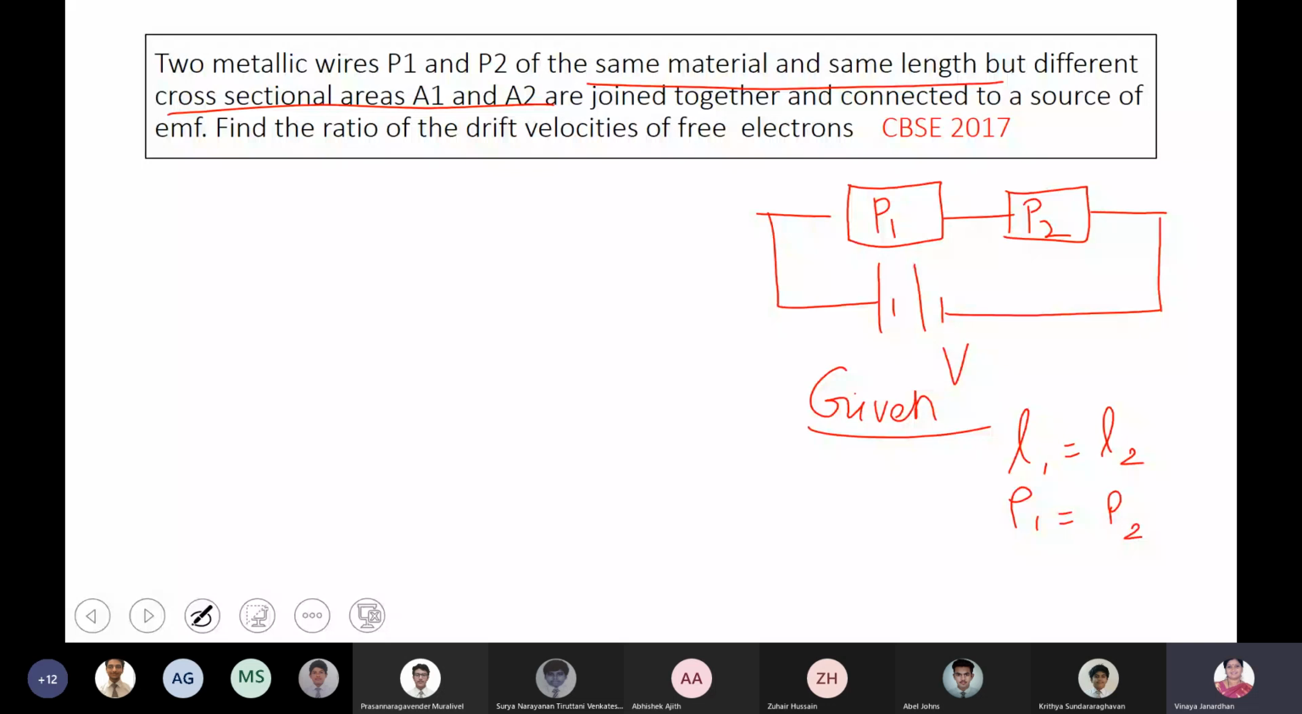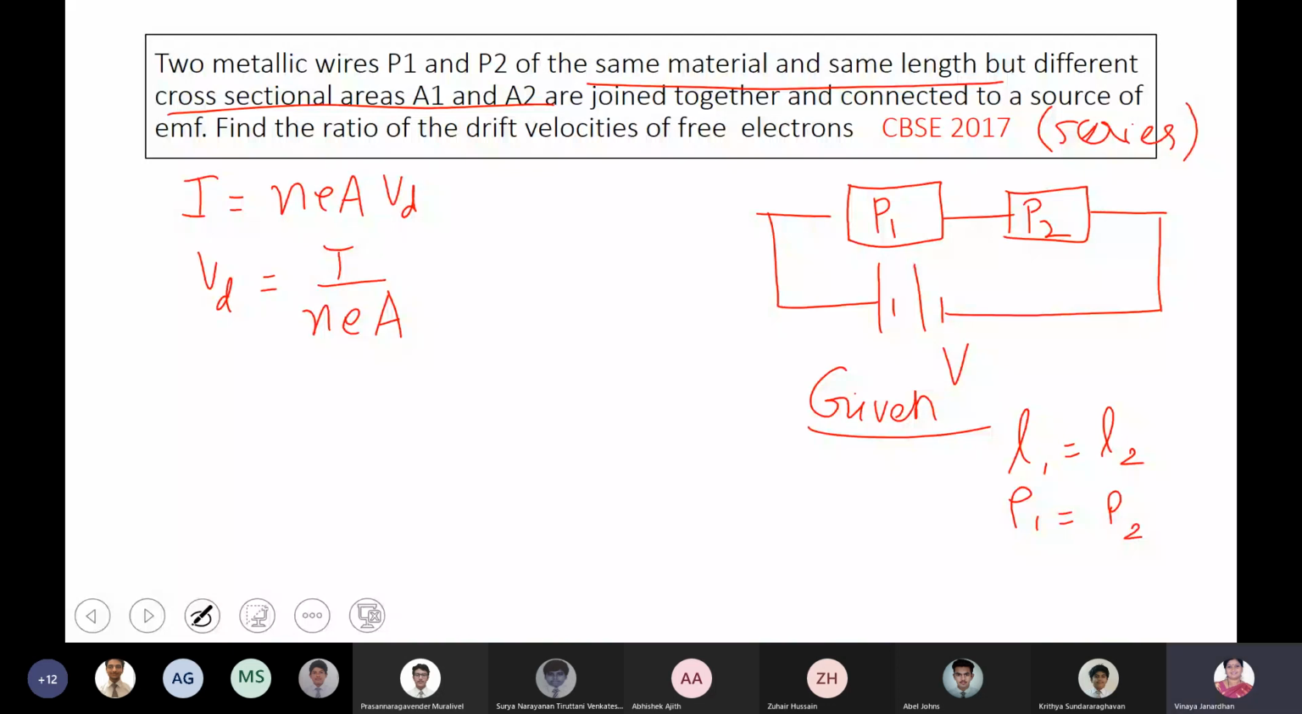Joined together and connected. Find the ratio of the drift velocities. In series it is. Okay, drift velocity. What is the relation between drift velocity and current? It's a series connection. I is equal to NEAVD, boys. Right? So VD becomes equal to I by NEA. It's a series connection. Anyway, I have not specified. It's a series connection, boys.